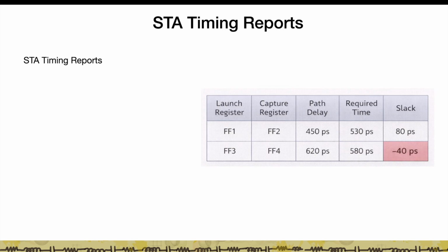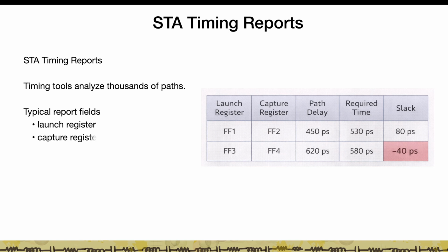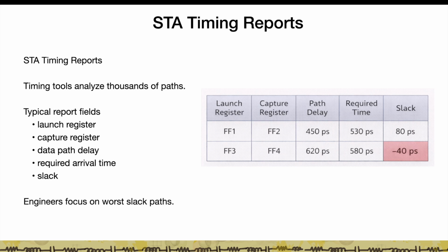Of course, our design doesn't have one critical path, it has thousands of them. A real STA run for a block level design might analyze millions of paths across multiple corners, clock domains, and operating modes. The output is a timing report that ranks paths by their slack, from worst to best. The report for each path shows which flip flops are the launch and capture endpoints, the total data path delay, the required arrival time, which accounts for clock skew and uncertainty, and the resulting slack.